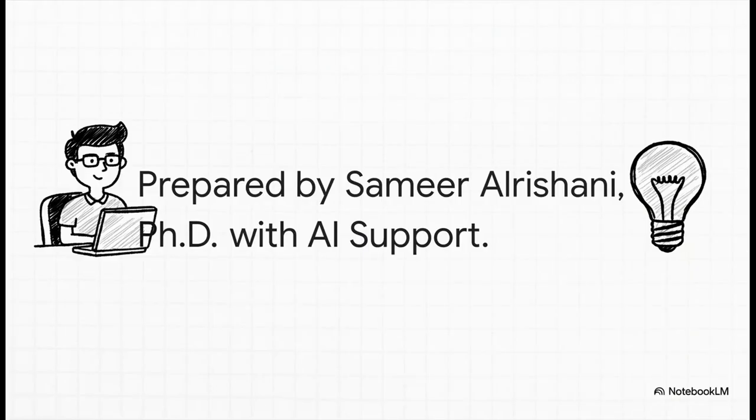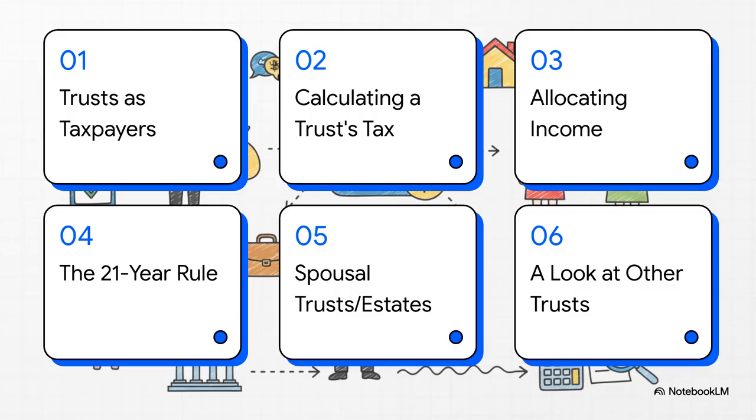All right. So, here's our roadmap for today. We're going to break this down into 6 main areas. First, we'll start with the most fundamental concept, how a trust is viewed as a taxpayer. Then we'll get into the nuts and bolts of calculating its tax. After that, we'll explore the essential strategy of allocating income. From there, we'll dive into the tricky 21-year rule, look at the very important special cases of spousal trusts and estates, and we'll finish up with a quick look at some other common trust types.